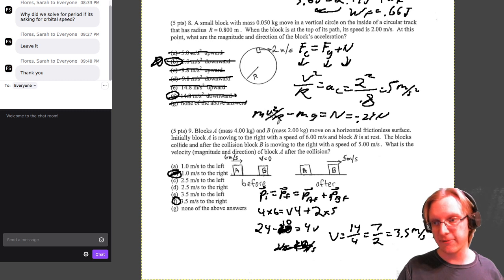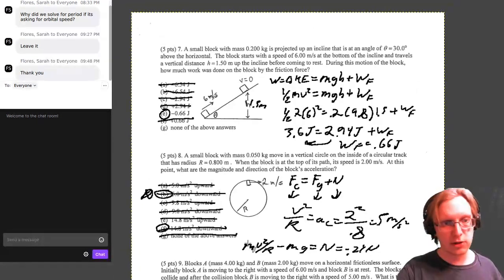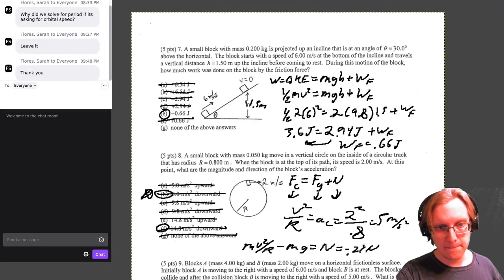So this is the net force required to go in this circle with a velocity of 2 meters per second. But in order to find the normal force, I would need to actually get the centripetal force, rather than just looking at the centripetal acceleration. Is there another question where I might have been different on that? Let's see here.